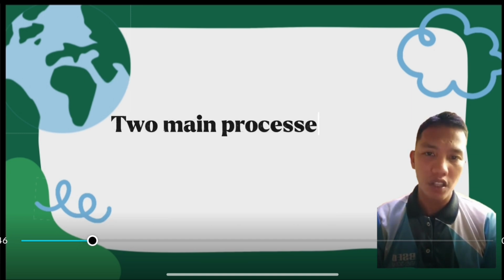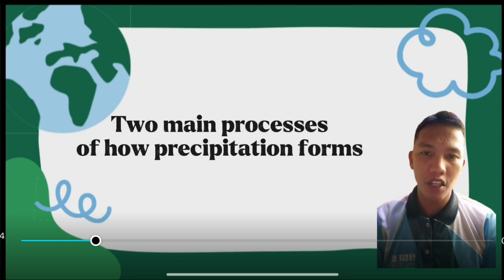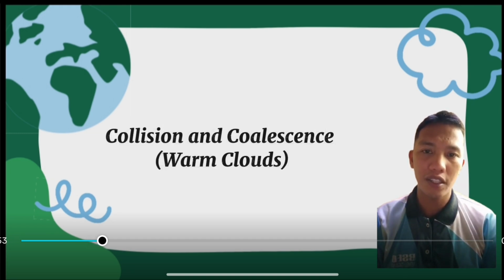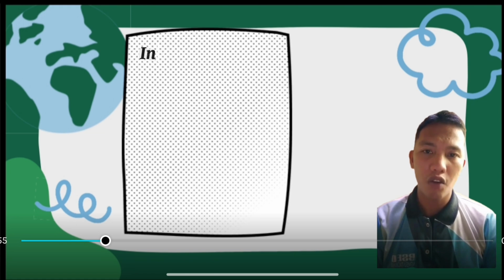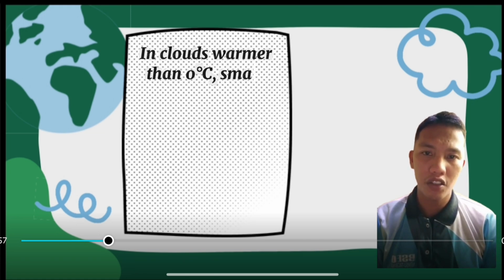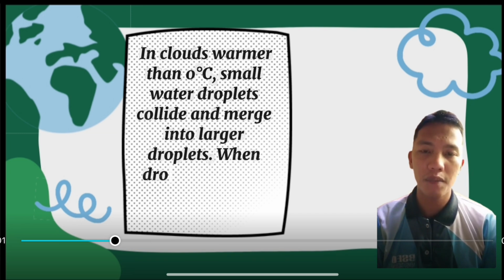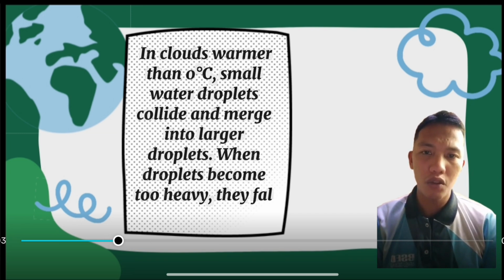There are two main processes on how precipitation forms. First, we have the collision and coalescence. In clouds warmer than 0 degrees Celsius, small water droplets collide and merge into larger droplets. When droplets become too heavy, they fall as rain.